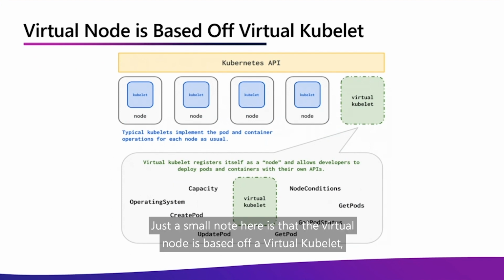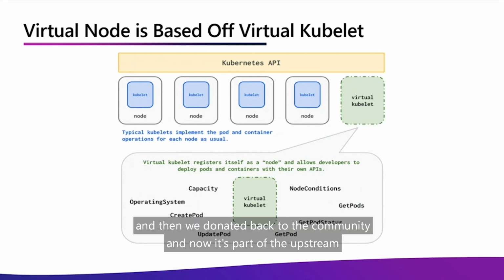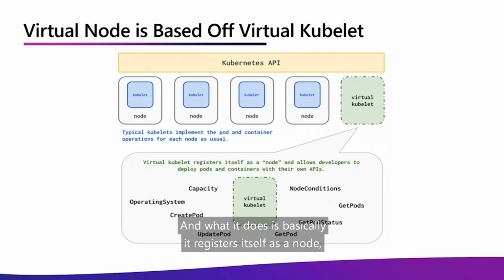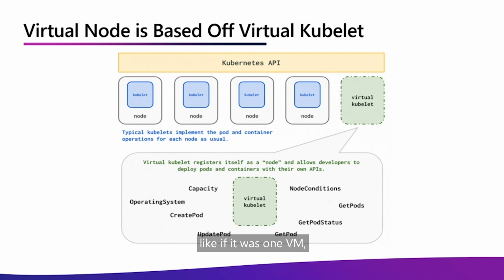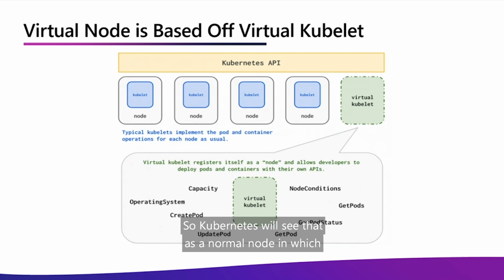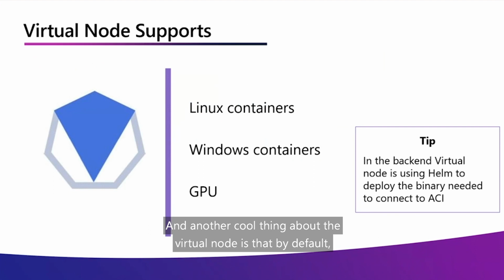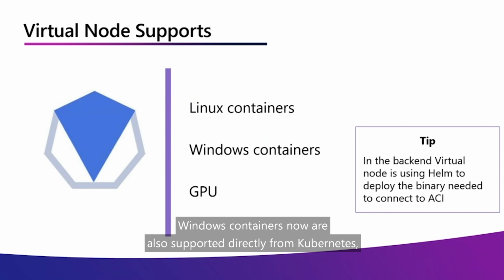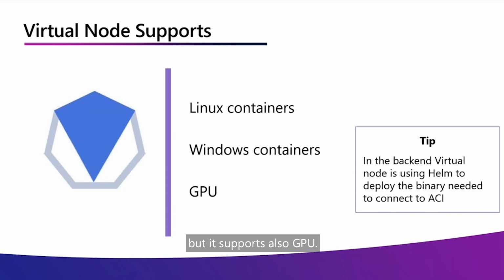Just a small note here is that the virtual node is based on virtual kubelet, which is the extension I was mentioning before that we developed internally at Microsoft, and then we donated back to the community, and now it's part of the upstream Kubernetes code. What it does is basically register itself as a node, as if it were one VM, but with basically unlimited capacity. So Kubernetes will see that as a normal node in which it can schedule as many pods as it wants. Another cool thing about the virtual node is that out of the box, it supports not only Linux containers, but Windows containers as well. And of course, Windows containers are now also supported directly by Kubernetes, but it also supports GPU.